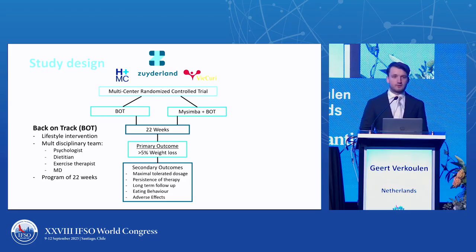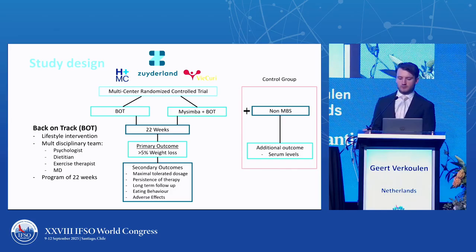It's a program of 22 weeks, and we randomized between that Back on Track and Back on Track with the use of MySimba. After 22 weeks, we assessed the primary outcome of successful weight loss, defined as 5% of weight loss, and we looked at some secondary outcomes. Additionally, we looked at a control group, which consists of a non-metabolic bariatric surgery group, where we looked at serum levels within the blood to make a comparison between our medication intervention group and the non-metabolic bariatric surgery group.